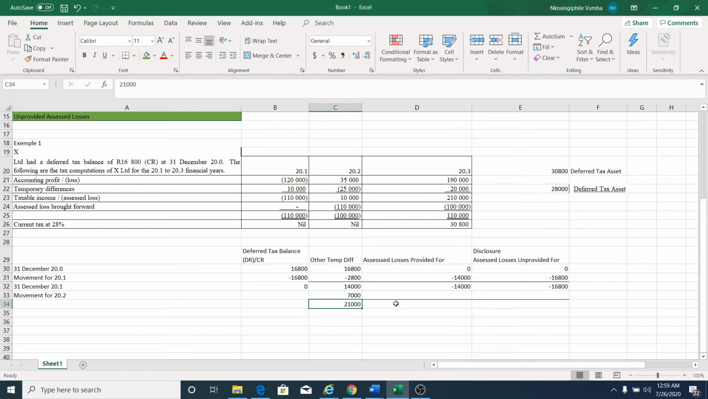Okay, that 28,000 rand obviously has to be provided for to the extent of a taxable temporal difference of 21,000. It means we need to provide to the extent of 21,000 rand. So if we provide to the extent of 21,000 rand, what does that mean? It means, how much have we not provided for this year? Because obviously in here we need to have minus 7,000 to get to here. So now it means what has not been provided for. It's 28,000 minus 21,000. Let's do the calculation.